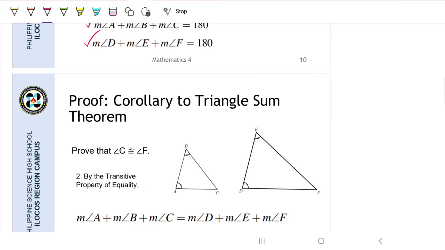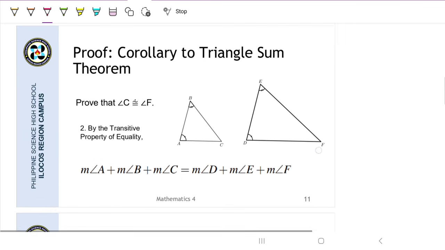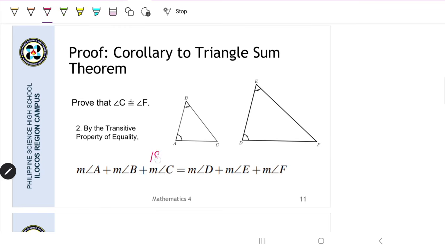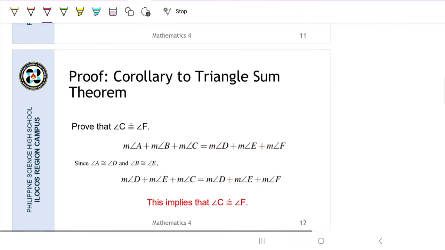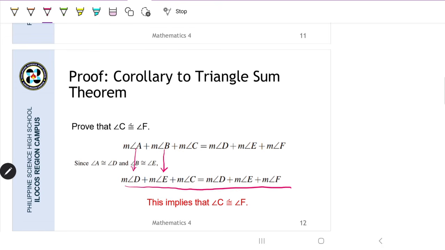Now, by the transitive property of equality, we can equate the two, since the left side equals 180 and the right side is also equal to 180. So we can form the following equation. And since angle A is congruent to angle D, we can change it in our equation. At the same time, angle B is equal to angle E. So we can change angle B to angle E so that we can have this equation.